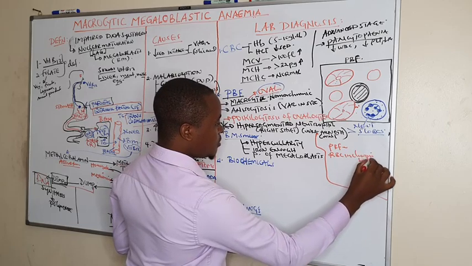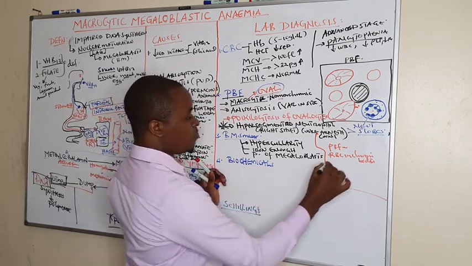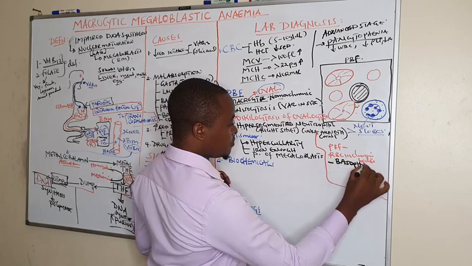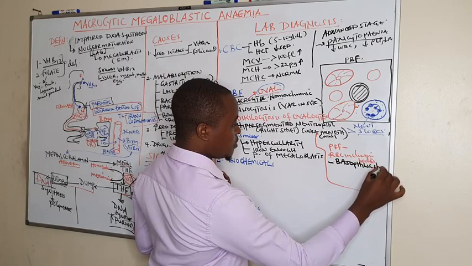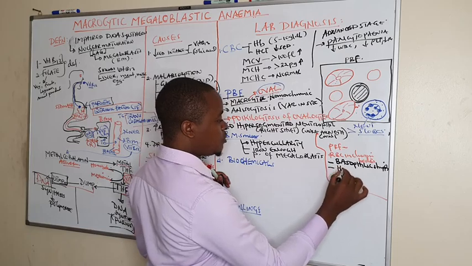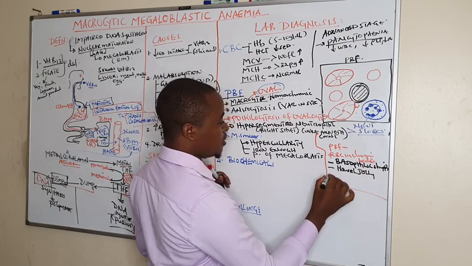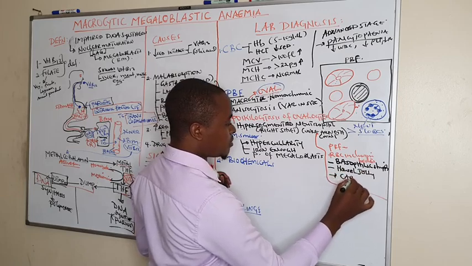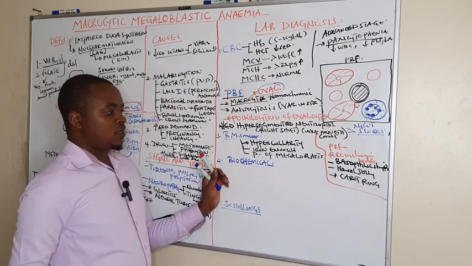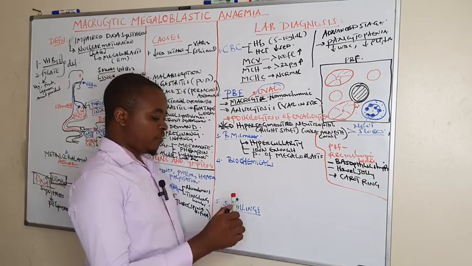Inclusion bodies, especially in people with megaloblastic anemia: we can see basophilic stippling due to ribosomal DNA. Then we can see Howell-Jolly bodies, and we can also see Cabot rings due to remnants of spindle fibers. So you can find them. Basophilic stippling can be there.